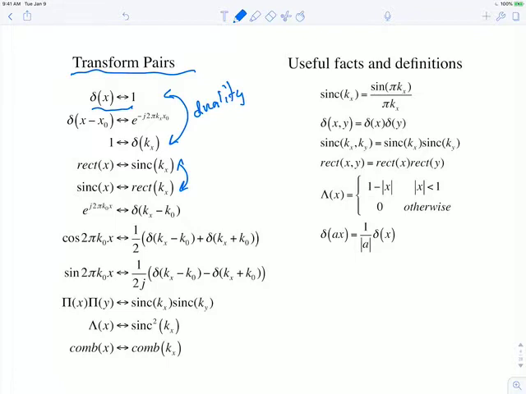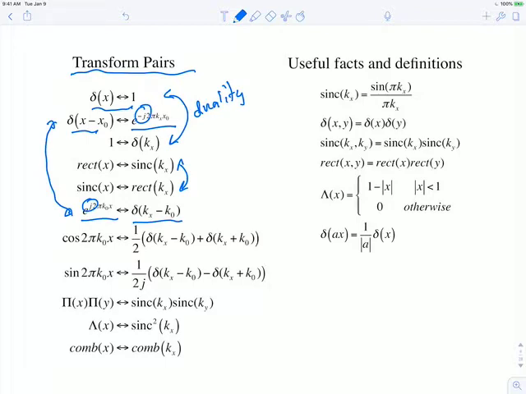And then we also see duality here, where a shifted delta function goes to a complex exponential with a minus sign. But then without the minus sign, that's a plus sign, that goes to a shifted Dirac in the k-space domain. So that's the only one where you have to keep track of that sign.